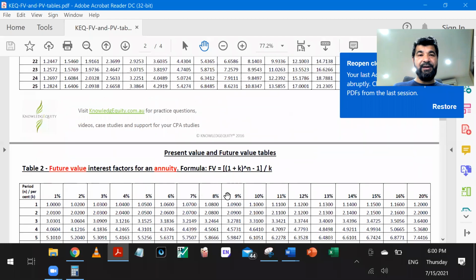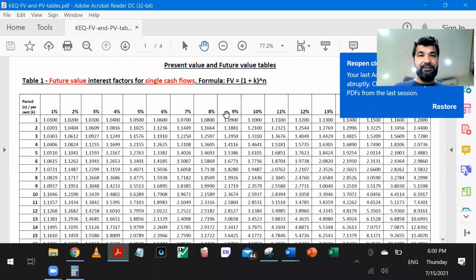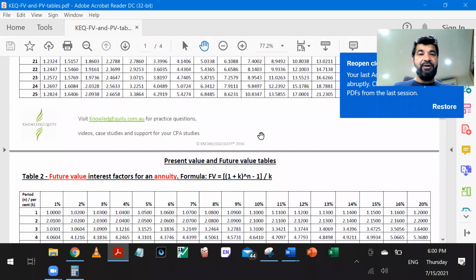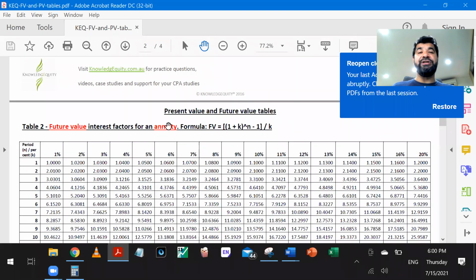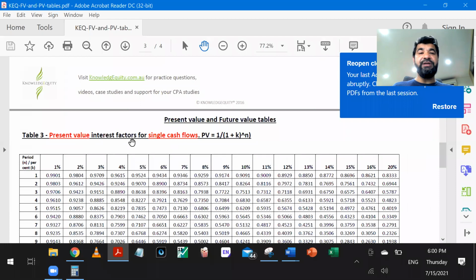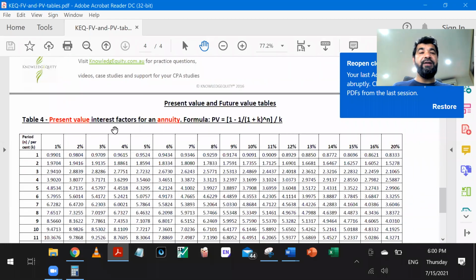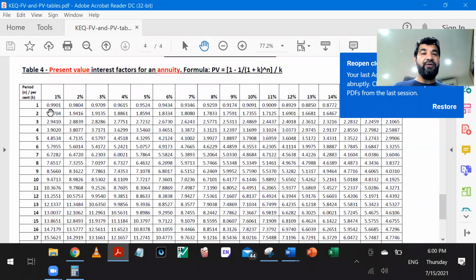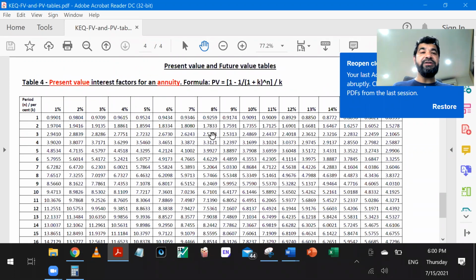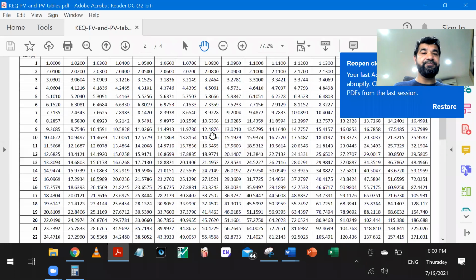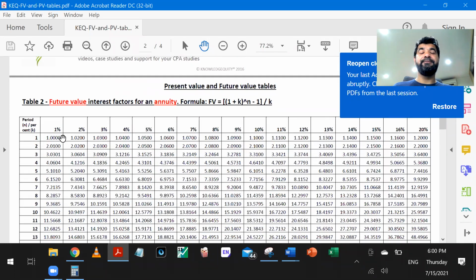Now you see the single cash flow, present value and future value table. This one is the future value interest factor, not the annuity. Remember that. Then if you go to the next table, future value interest factor for annuity, this is the annuity table. The numbers are also different. Now if we go to present value interest factor for annuity, you see the numbers. The first one is 0.9901 for present value annuity, right? Now let's look at the future value one: 1. Different.